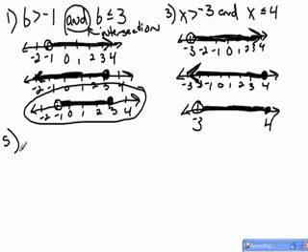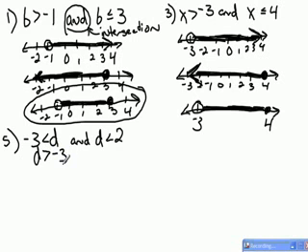Moving to number 5. -3 is less than D, and D is less than 2. We always want to write this over so that the variable is on the left. So move that around. Make sure the arrow is still pointing at the D. It's got to stay pointing at the D. So flip that around. Then you can do your 3 graphs again.